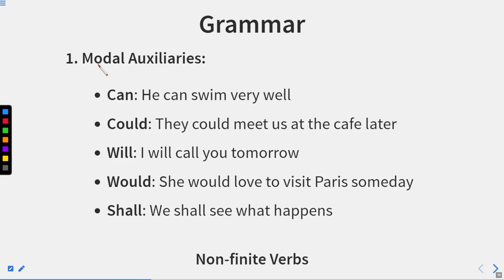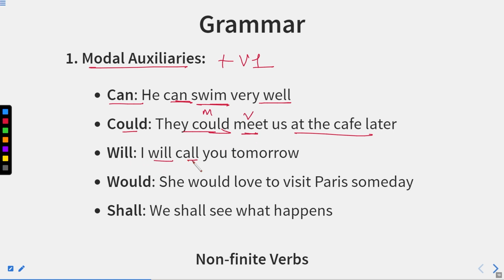Now, suppose there are modal auxiliaries. Whenever we have modals, as I told you, after a modal we can only have verb first form, but we need not write a preposition to over there. For example, he can swim very well. So can is modal, swim is verb 1. Could, they could meet us at the cafe later. So could is a modal and meet is verb first form.